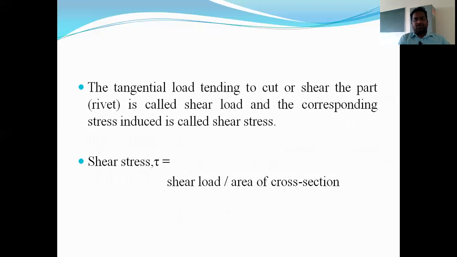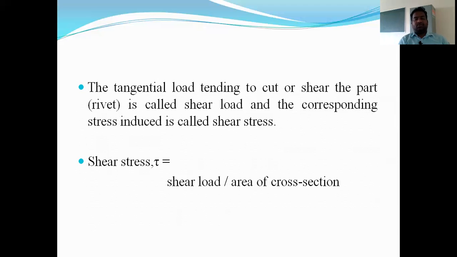And next, the tangential load tending to cut or shear the part is called shear load, and the corresponding stress induced is called shear stress. Tangential load, while doing shear load, the part may be cut. If we want to divide the part into 2 parts or 3 parts, the load acting there is shear load. So the tangential load tending to cut or shear the part is called shear load, and the corresponding stress induced is called shear stress.